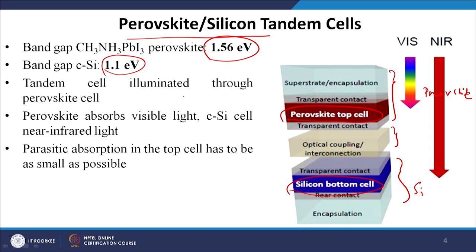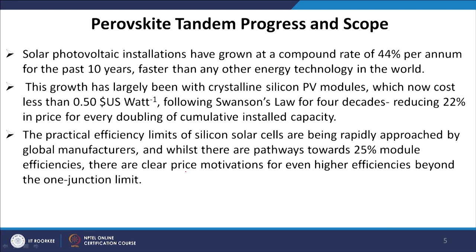The tandem solar cell is illuminated through the perovskite solar cell, we are illuminating it through here, and perovskite absorbs the visible light and the crystalline silicon cell absorbs near infrared light, and parasitic absorption in the top cell has to be as small as possible. Perovskite tandem progress and scope.